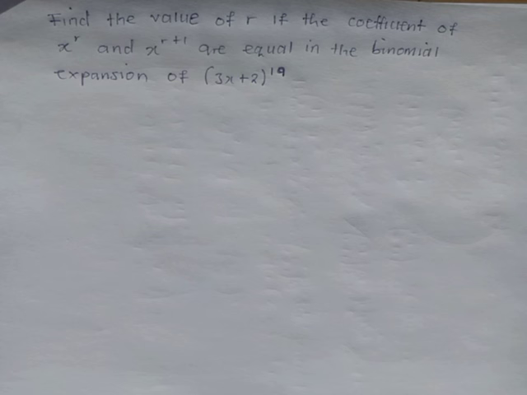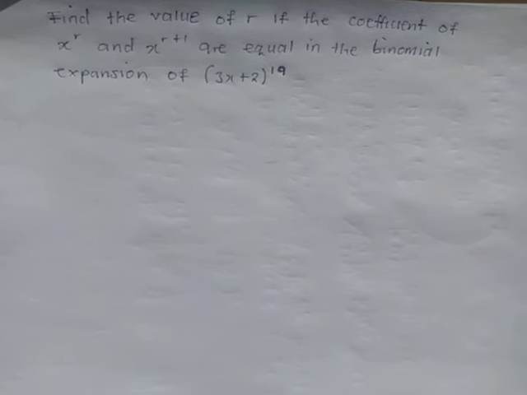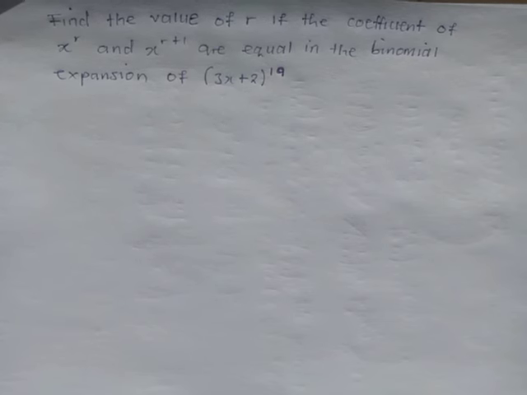This kind of question is so interesting in such a way that it will just take a minimal amount of time for us to understand what is happening here. All right, the question is telling us that we have to find the value of r if the coefficients of x to the power of r and x to the power of r plus 1 are equal in the binomial expansion, which is located somewhere there.